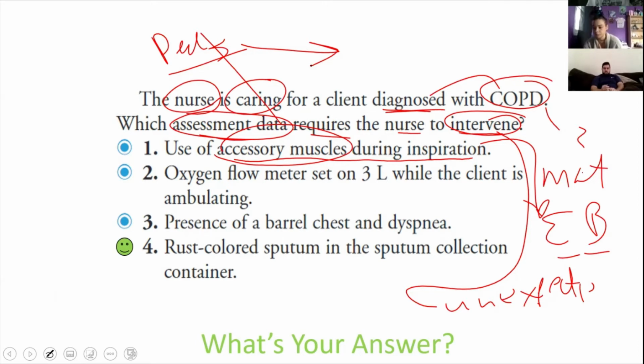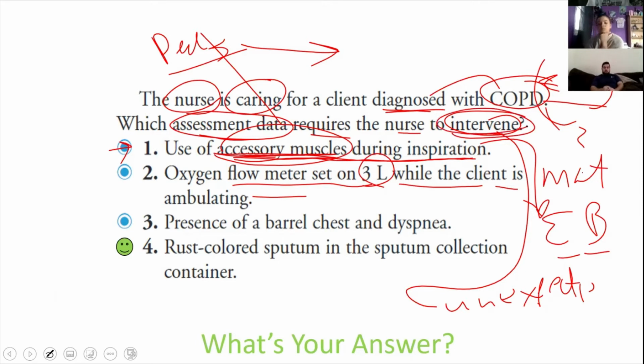But once they start to use the accessory muscles during inspiration, you see what's happening here is that's why they're expanding their lungs and they're getting that barrel chest. That's what's happening. They're basically building up their structure and the mobility of who they are, and they're changing. All right. So a lot of times that's why people will generally pick a question like that because of the peds thing. All right. So the oxygen flow meter is set at 3 liters while the client is ambulating.